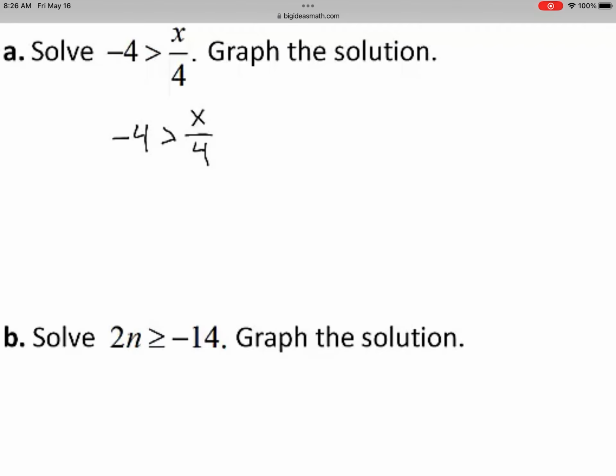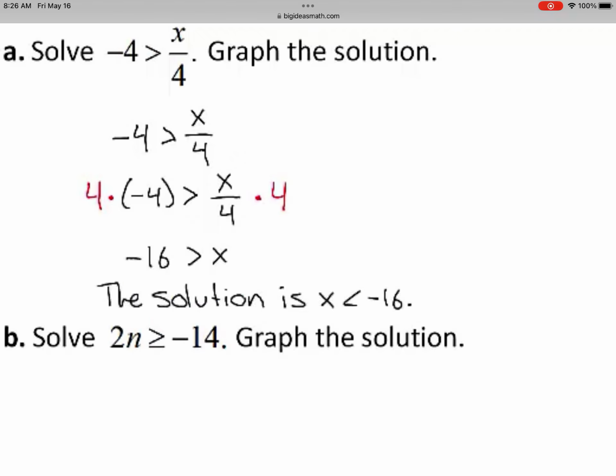Next use the multiplication property of inequality. Multiply each side of the inequality by 4. Because 4 times negative 4 is negative 16, and x divided by 4 times 4 is x, negative 16 is greater than x. So the solution is x less than negative 16.